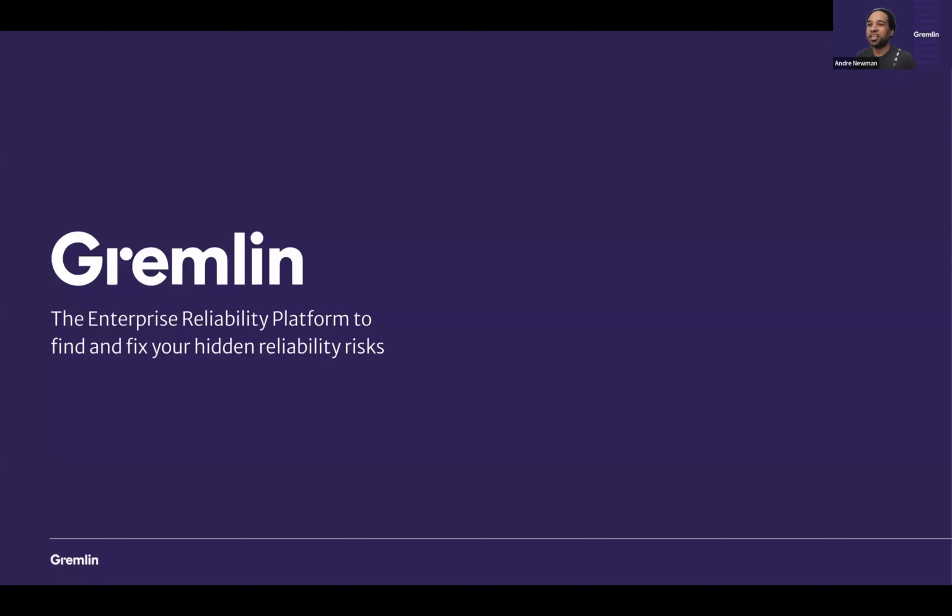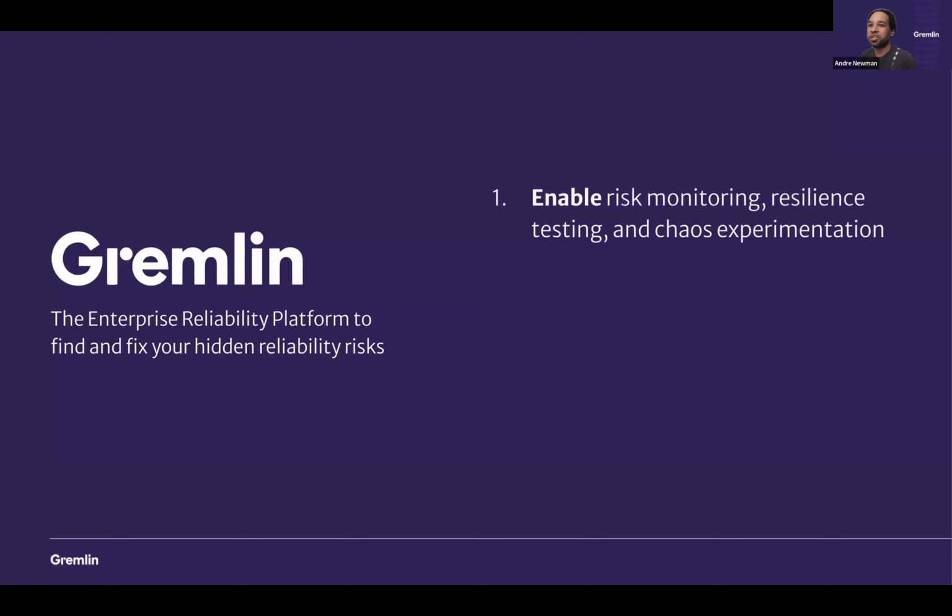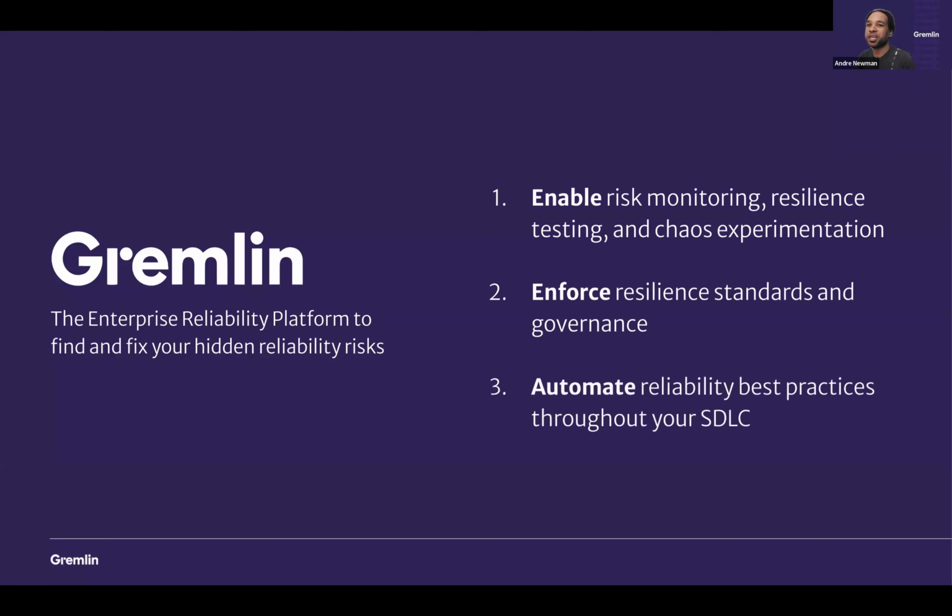So again, everyone, my name is Andre. If you haven't heard about us before, Gremlin is an enterprise reliability platform. We want to help teams just like yours find and fix your reliability risks before they become incidents and outages. And we focus mainly on 3 key areas. First is reliability risk monitoring, resilience testing, and chaos engineering experimentation. We also help enforce resilience standards and help teams meet governance and compliance requirements. Then we also help automate reliability best practices throughout your software development lifecycle. So we really help complement that security process that Paul and John both introduced earlier.